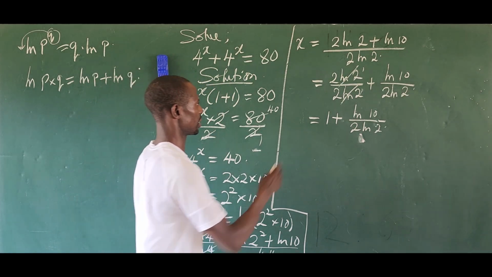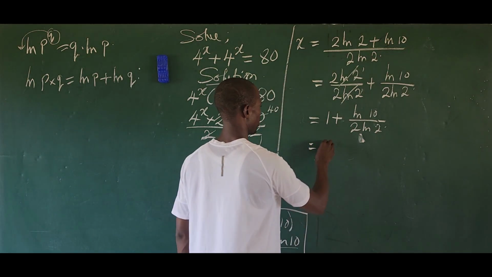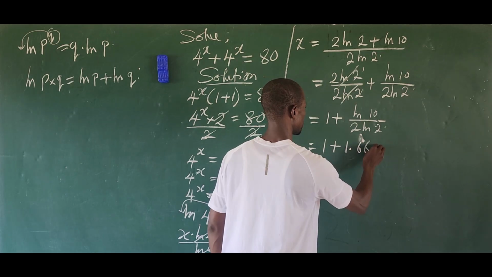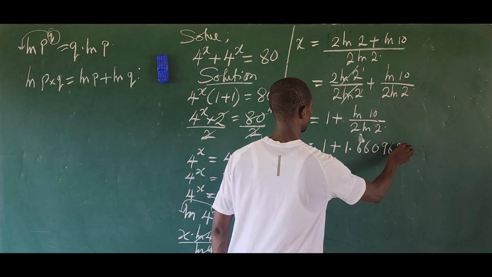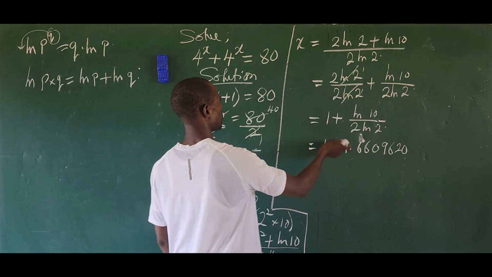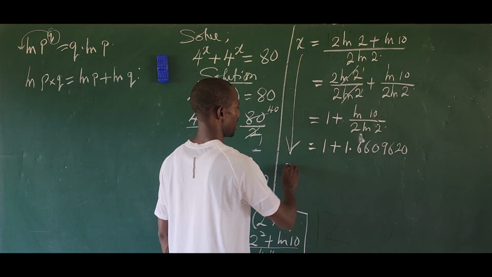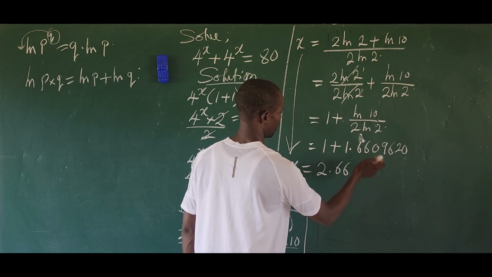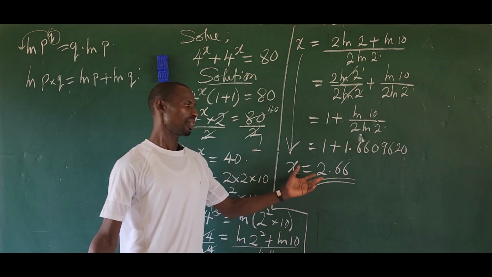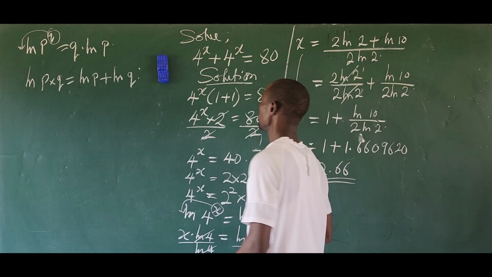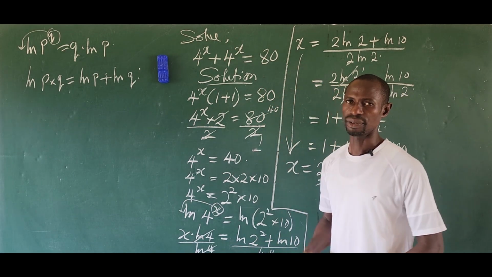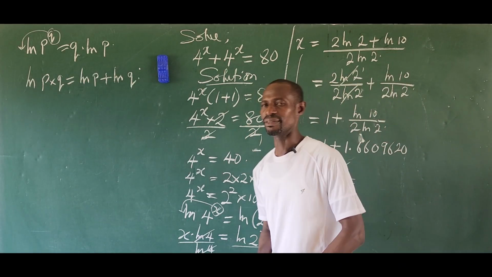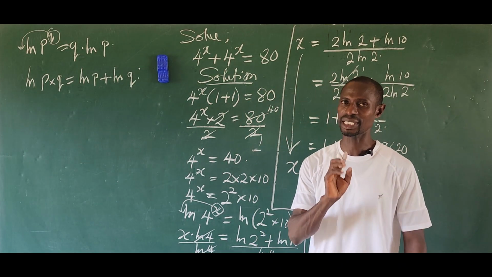If you input this into your calculator, this is going to give you 1.6609620, something like that. Okay, so this is going to give us 1 plus 1.6609620. So if we sum up everything, we're going to have, therefore, x equal to 2.66 approximately. All right, so if you input this into this equation, it's going to give you the approximate value, very, very close to the very answer here. Okay, it's an approximate value, not an exact value.